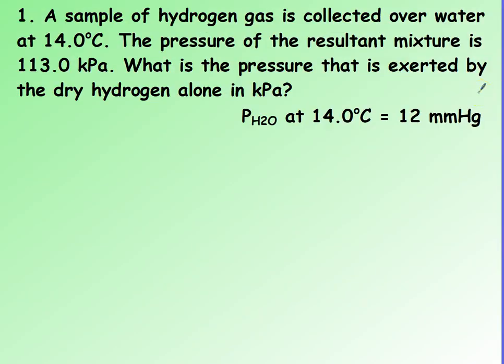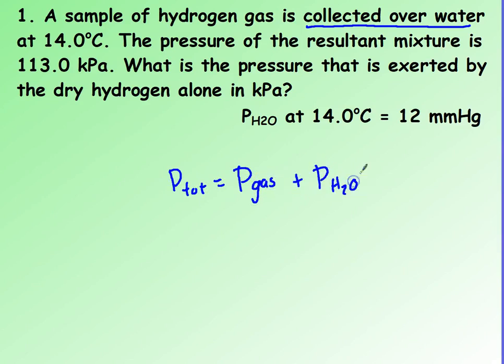So let me show you how it works. It says a sample of hydrogen gas is collected over water. So there's my word, something that is collected over water. So I'm going to be using this equation. P total is equal to the pressure of the gas plus the pressure of water at 14 degrees Celsius. The pressure of the resultant mixture is 113 kPa. Okay. What is the pressure that is exerted by the dry hydrogen alone in kPa?